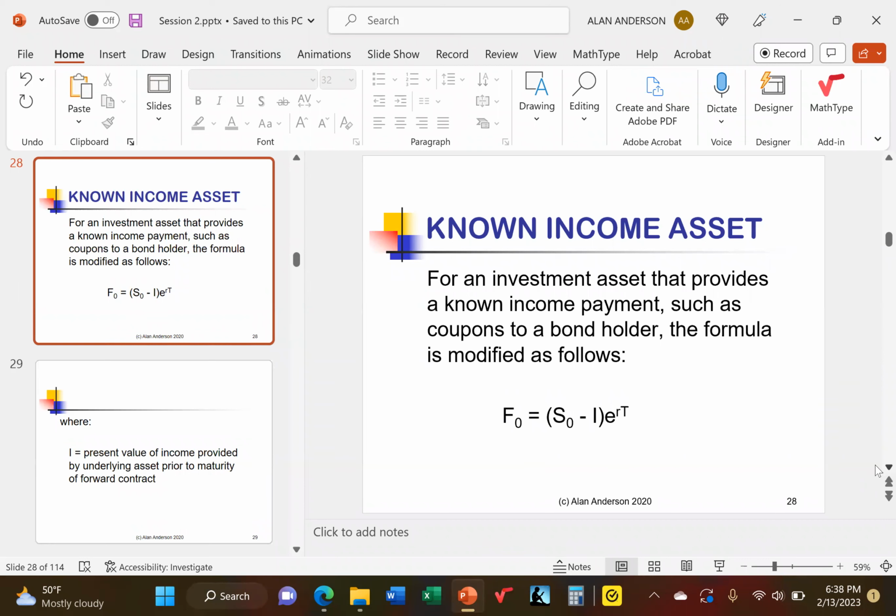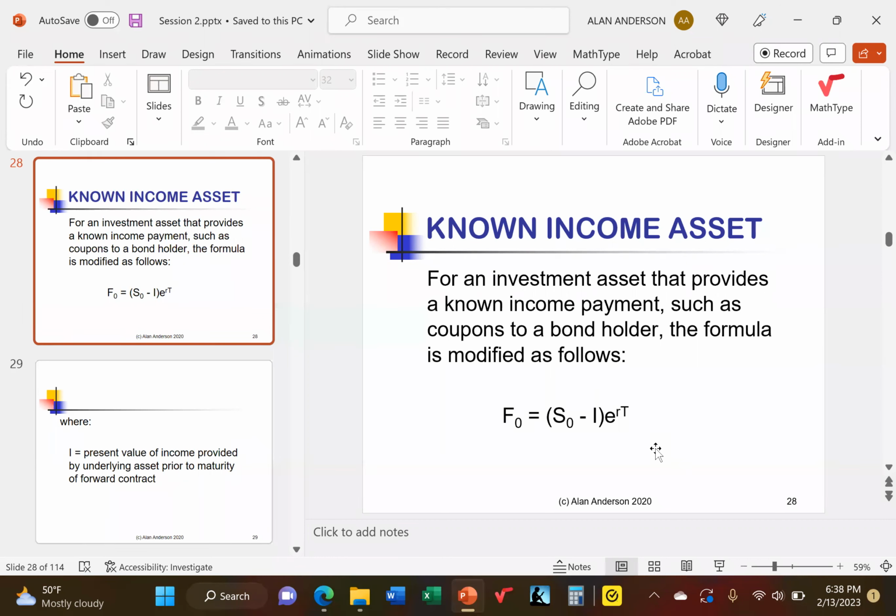So every 6 months or so, you'll get a coupon from the issuer. And so the formula here, as you can see, suddenly has this I term in here that wasn't there before. I represents the present value of the bond's coupon payments. Now, if you notice, we're subtracting it. In other words, we're lowering the forward price of this bond by I dollars.